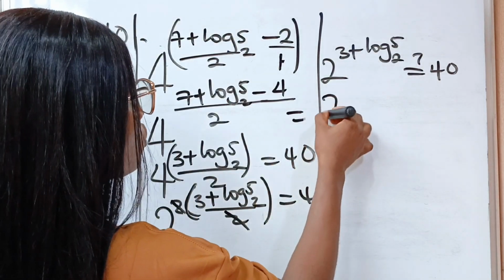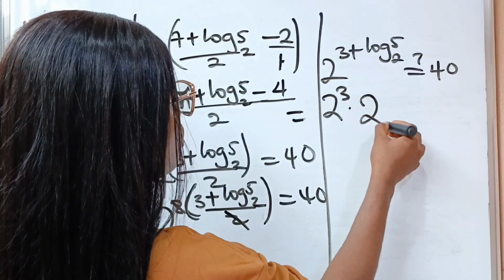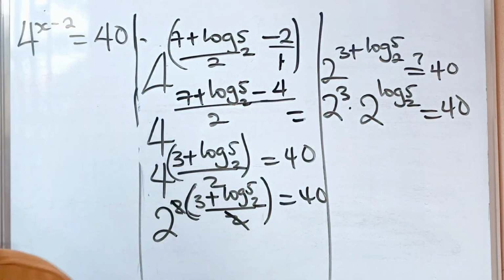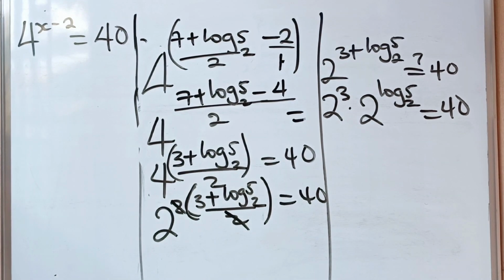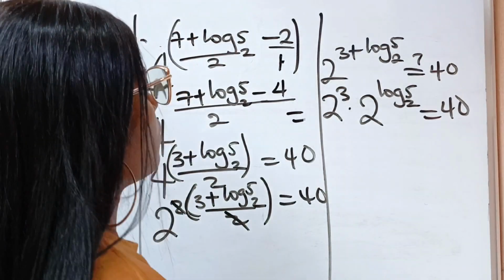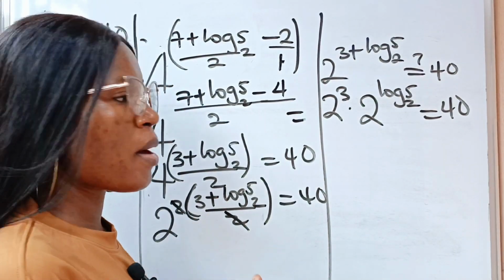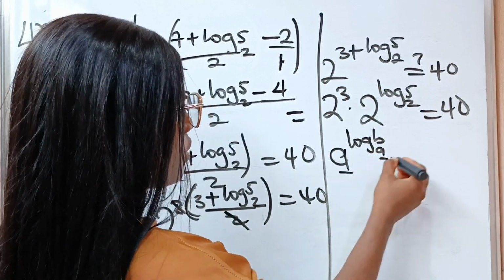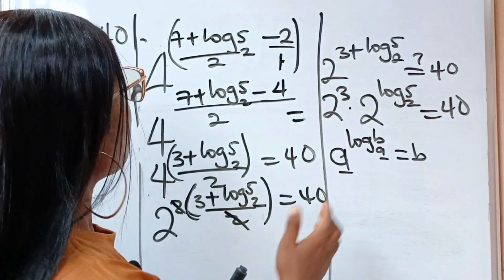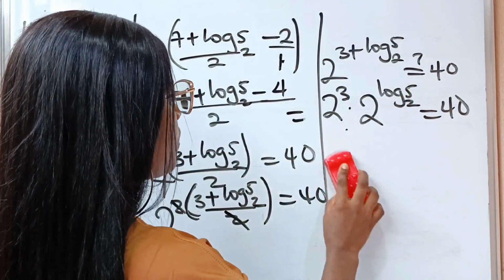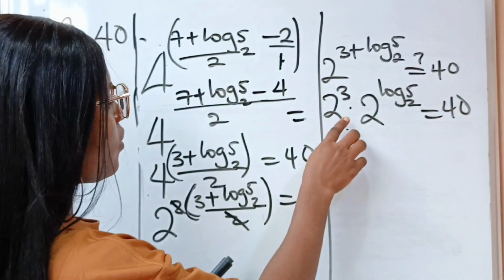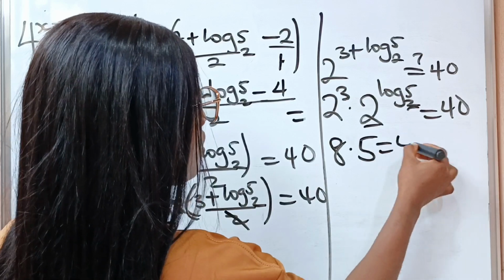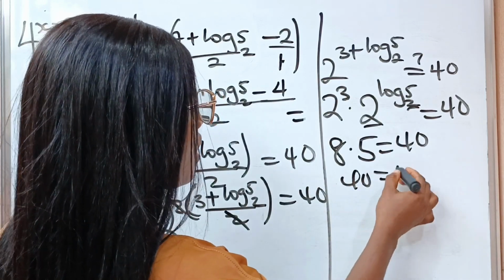Okay, so we have 2 to the power of 3 multiplied by 2 to the power of log 5 base 2 is equal to 40. Now remember that when you have a to the power of log b base a, this is equal to b. Because we are going to apply it here. Now let's go ahead and do that. Now we have 2 to the power of 3 is 8 multiplied by 5, is equal to 40, and 8 times 5 is 40, and you can see that 40 is equal to 40.